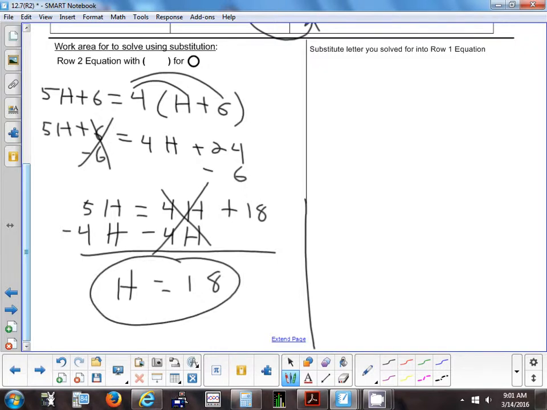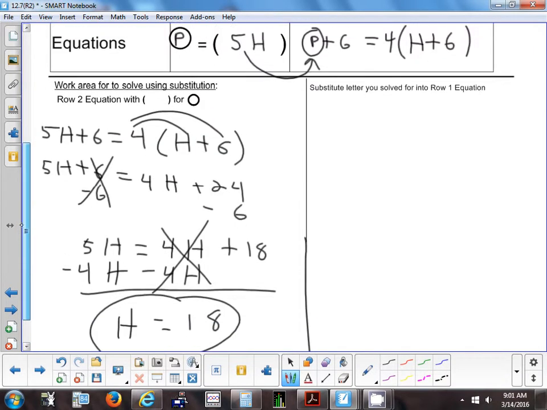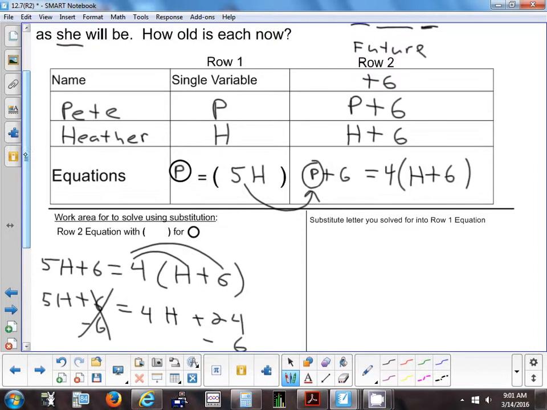Okay, so now we know one person's age. Who was H again? Who did that stand for? Heather. Okay. So Heather is 18. Now, how do I find Pete? How do I find Pete's age?